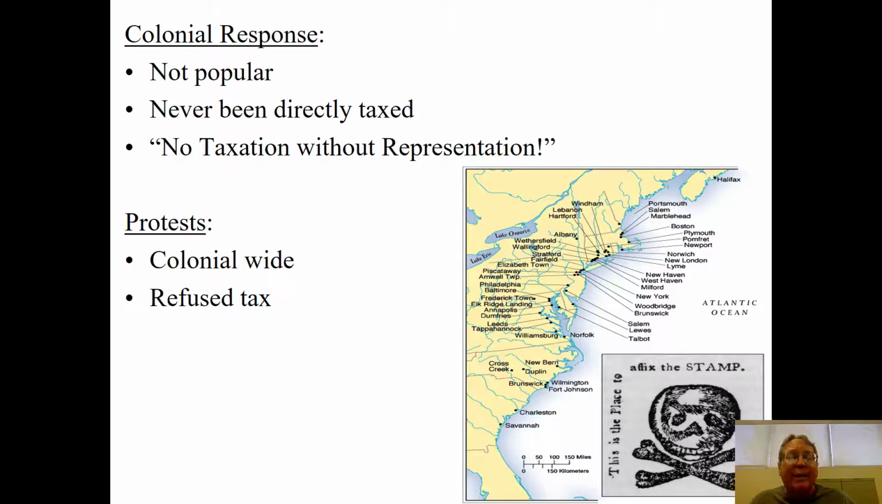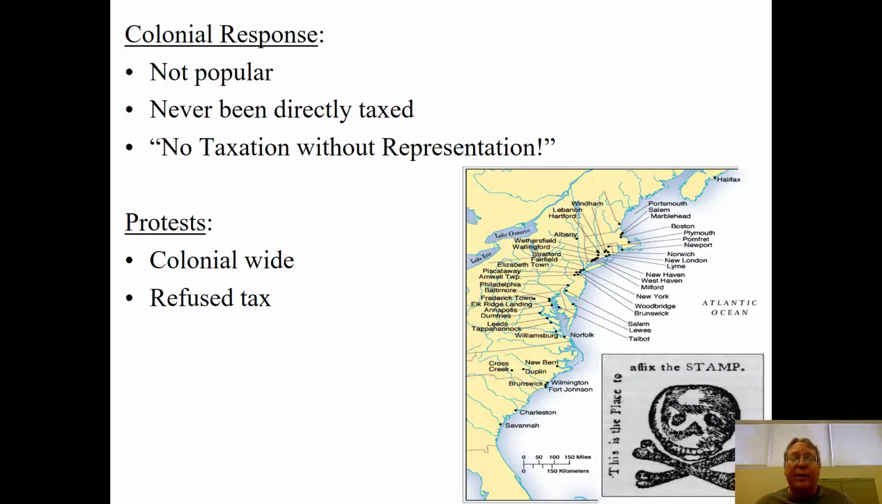The British Parliament cannot do a direct tax. That is new and novel and never been done before. They start saying we're not going to collect this tax, because to pay this tax is to give authority, to say that I'm okay with the British government doing this.